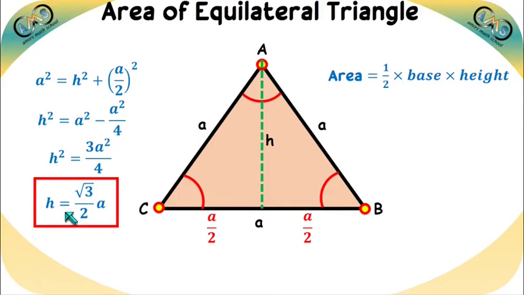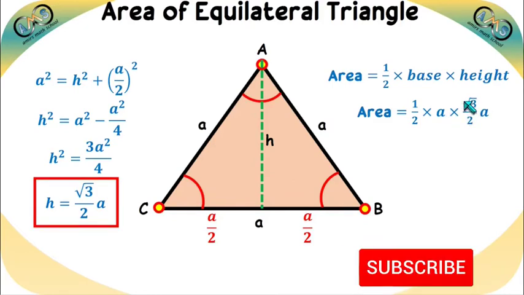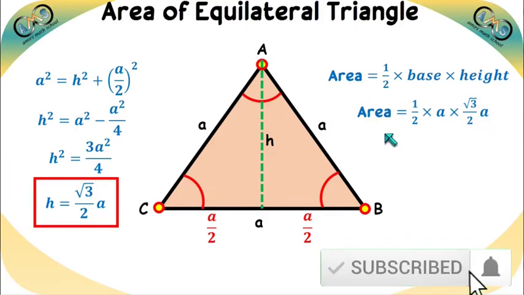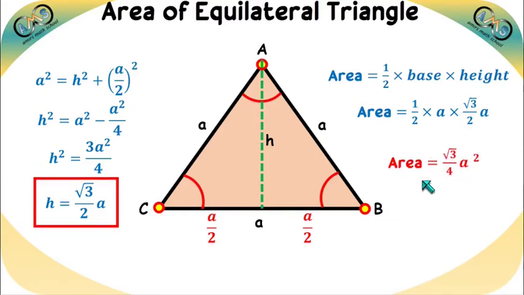And if we substitute the value of the base is a and the value of the height h is equal to square root of 3 by 2 a in this formula, that is, half times base is equal to a and height is square root of 3 by 2 a, in that case we will get the area is equal to square root of 3 by 4 a square. This is the formula to find the area of the equilateral triangle when any side is given. Since all three sides are equal, so if the length of side is a, then the area of the equilateral triangle is square root of 3 by 4 a square.